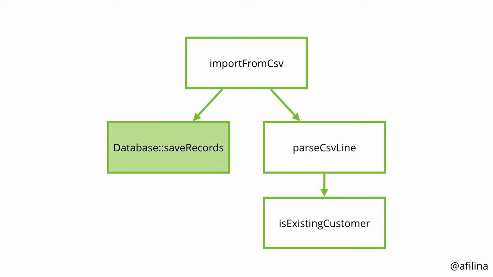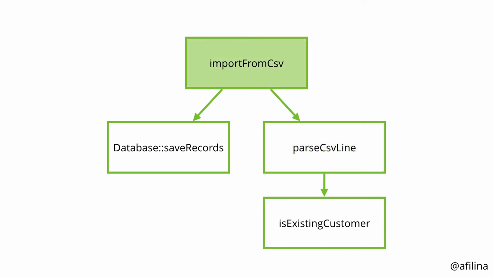importFromCSV depends on an instance of Database. That Database can in turn have its own dependencies in the constructor. The Database saveRecords method can also be calling other methods. importFromCSV also depends on parseCSVLine. That method itself depends on isExistingCustomer, which in turn can depend on something else.